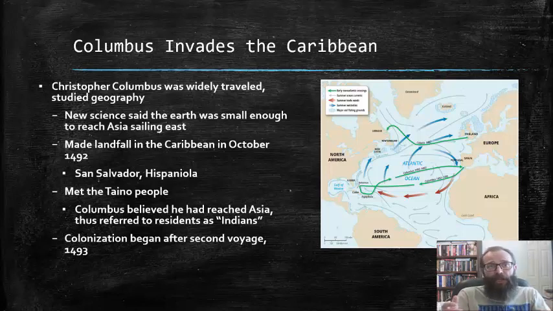Now, contrary to popular belief, most people in Europe at the time did not believe the earth was flat. They knew the earth was round. However, the new science that was emerging at the time said that the earth was small enough to reach Asia sailing east. Now remember, they had no idea there were two giant land masses that would become known as North and South America between Europe and Asia at the time.